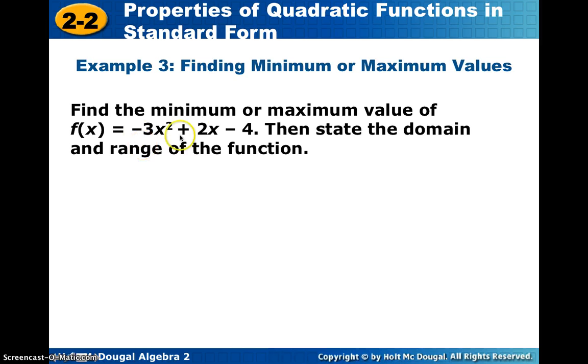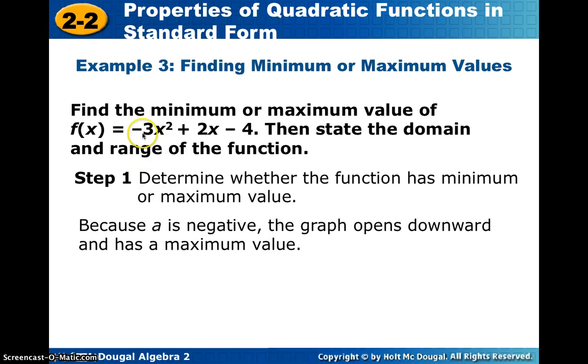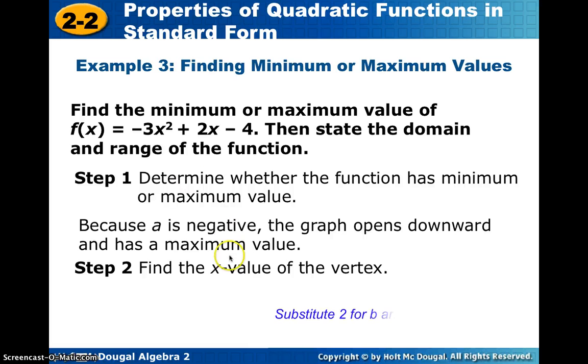Okay, let's see if we can find the minimum and the maximum of this. First of all, since the value of a here is negative, that means that the parabola is going to be facing down. Since it faces down, it's going to have a maximum value. To find that value, we're going to use -b over 2a to find the x-coordinate of the vertex. It looks like our a is -3, b is +2, c is -4. So plug in -b over 2a, and we get our x value here to be 1/3.